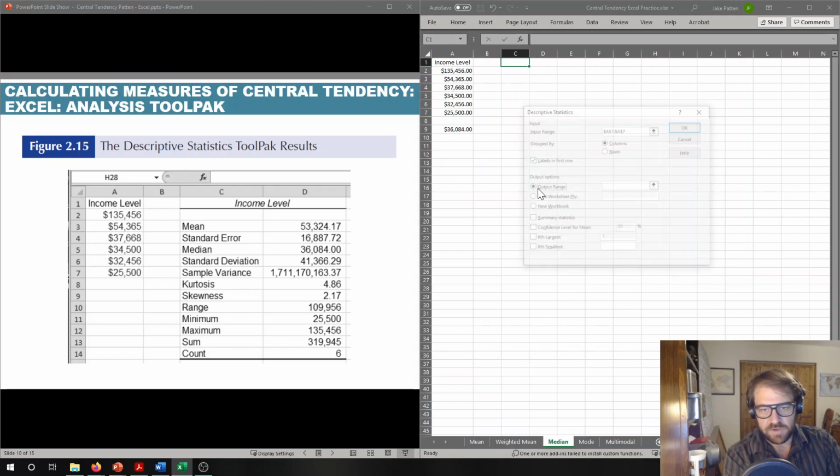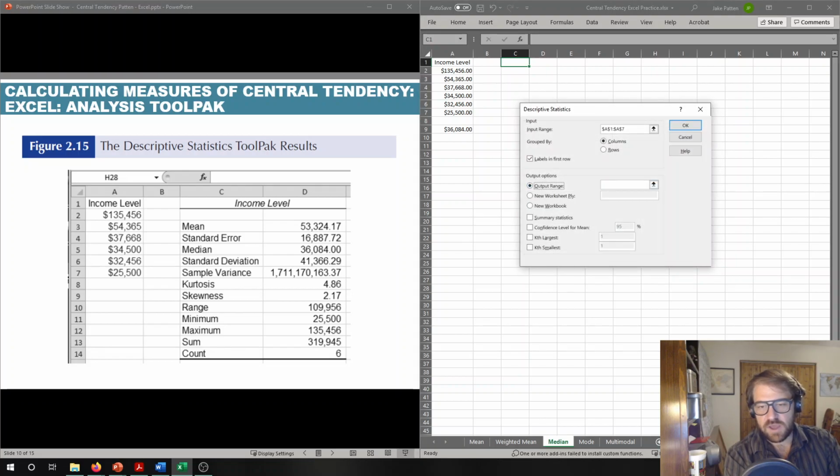I'm going to put it in output range. When you do an output range, you have to tell it where to go. So you're going to click in this open field here and then just click on C1. That's fine. Okay, what you want to do is you want to get some summary statistics for this, and that's it. And we're going to click OK.